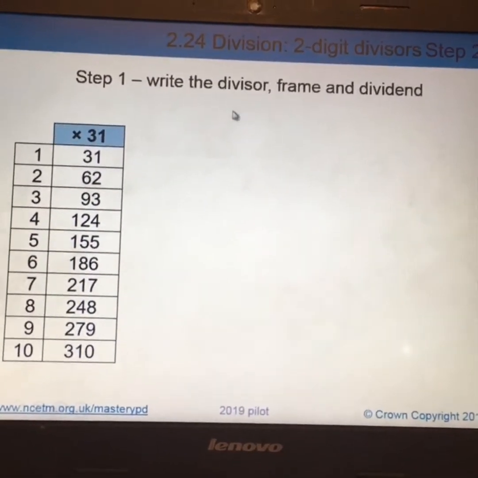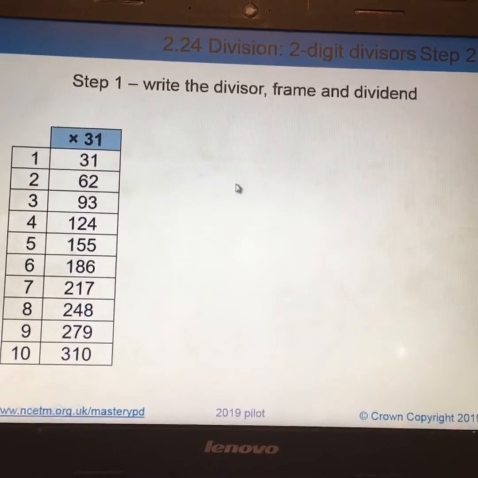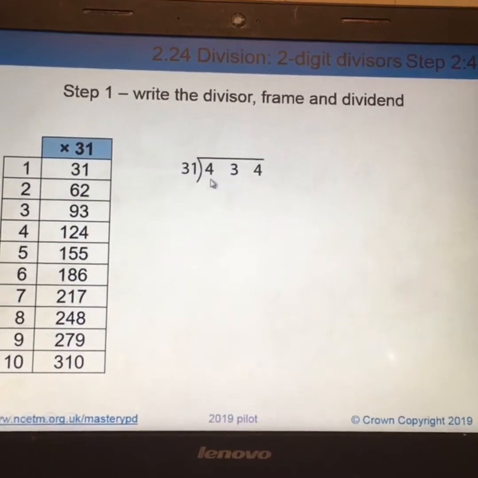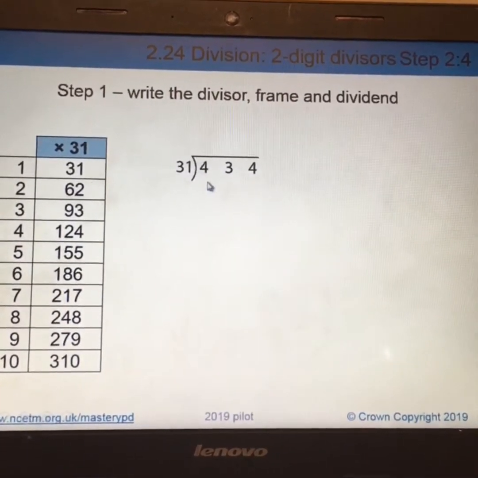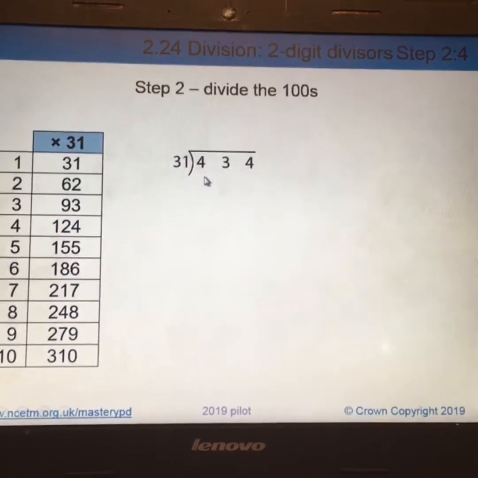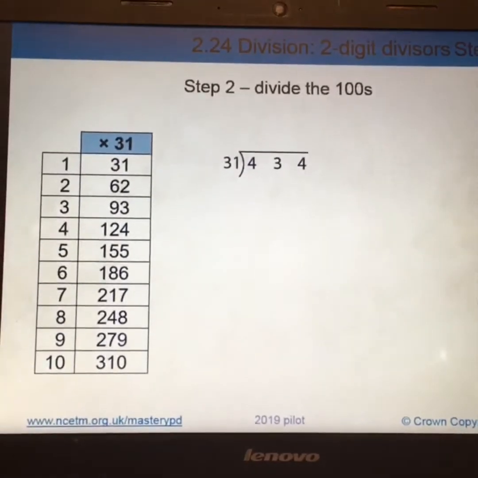Okay, so write your divisor. That's the number you're dividing by. Your frame is like your bus stop, and your dividend is what you are dividing. So there we go. So far, exactly the same as you would do for short multiplication, short division.